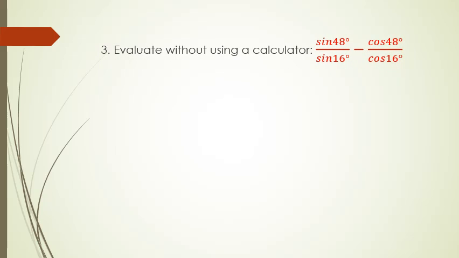Example number 3. Evaluate without using a calculator. Sine 48 degrees over sine 16 degrees minus cos 48 degrees over cos 16 degrees. The first step here is writing these as a single fraction using a common denominator.